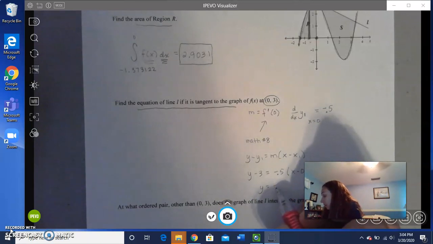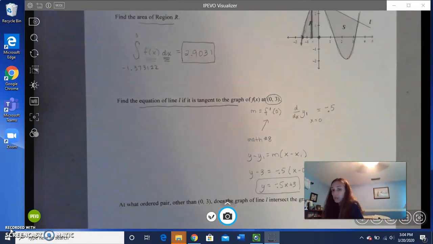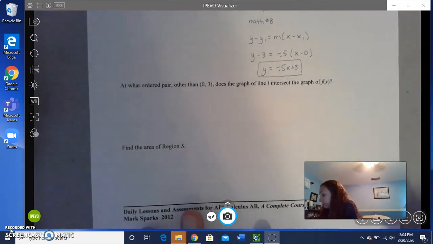It would look a little nicer, right? If I distribute my negative 0.5 and I add my 3 over, and there's the equation of my tangent line. Similar to what you did when you were taking an equation of a tangent line on the FRQ.